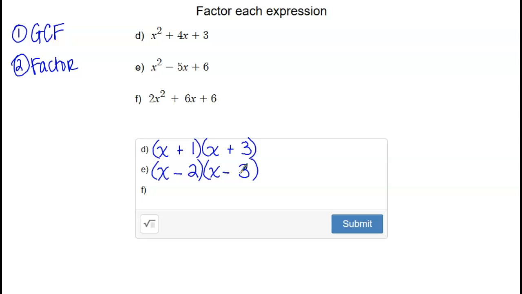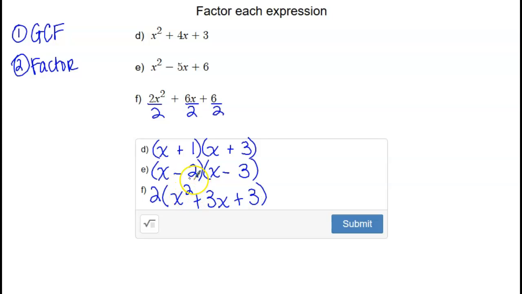For f, the very first thing we need to do, again, is look for a GCF. So these are all divisible by 2, but that's our only GCF because these 2 have x's, but this one does not. So I'm going to start with the 2 out front, and then we're going to divide each of these terms by 2 to figure out what needs to go inside the parentheses. So 2x squared divided by 2 is just x squared. 6x divided by 2 is 3x, and 6 divided by 2 is positive 3.